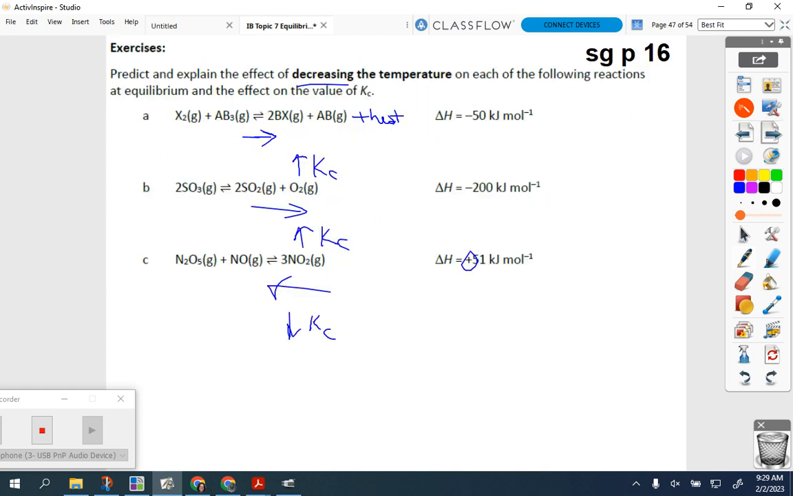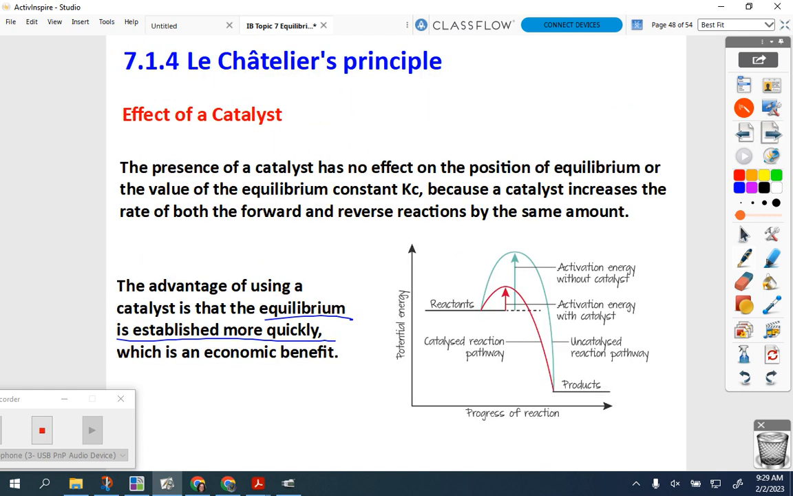I just want to quickly, before the bell rings, say that a catalyst does not have an effect on the position of equilibrium. It doesn't shift the equilibrium, and it has no effect on Kc, because it reduces the activation energy for both reactions, forward and reverse. So all it does is get us to equilibrium quicker.